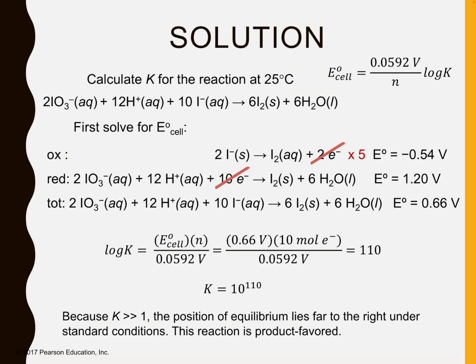So, I mean, that's a pretty big K value, right? A really big K value, which is telling us that the equilibrium lies really far to the right under standard conditions. So that reaction is product favored. So it will proceed in the forward direction, which again, we were seeing from E naught because that is a positive value. That's also telling us that it's going to be spontaneous in the forward direction.